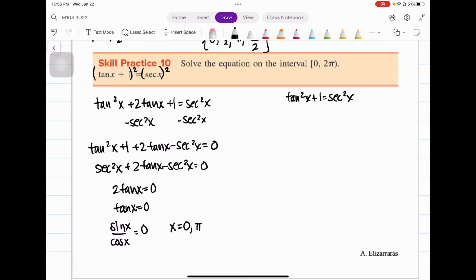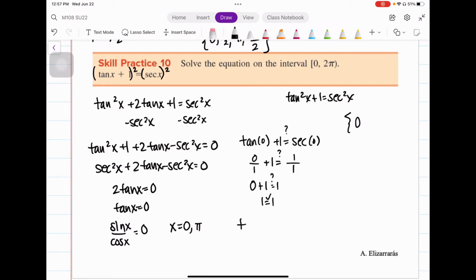Let's see what happens. Let's take the tangent of 0 plus 1 equal to the secant of 0. The tangent at 0 is equal to the sine at 0 over the cosine at 0. Sine at 0 is 0, cosine at 0 is 1, plus 1. Secant is 1 over cosine, and the cosine at 0 is 1. So this is saying 0 plus 1 equals 1, and 1 equals 1. That's true. So 0 is a solution.